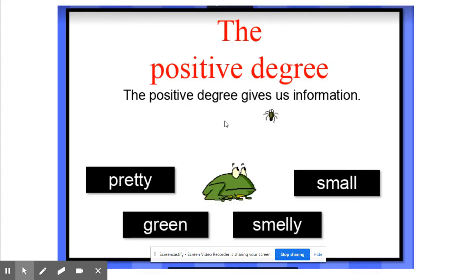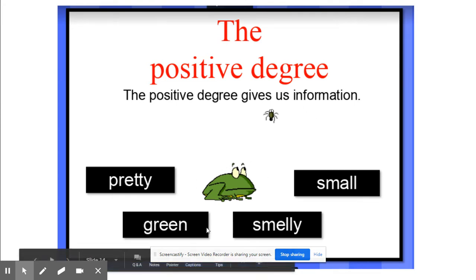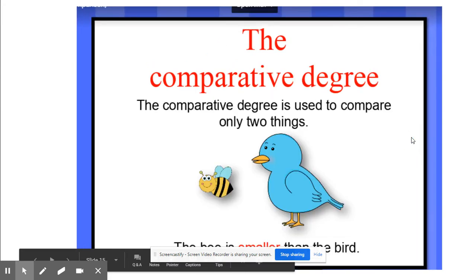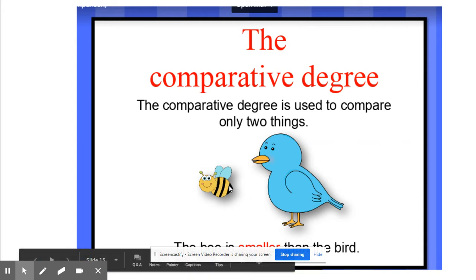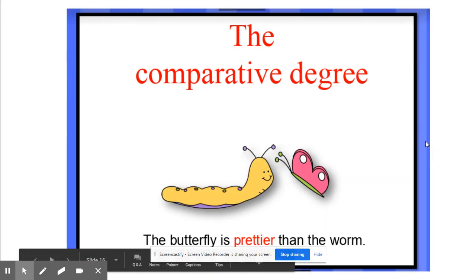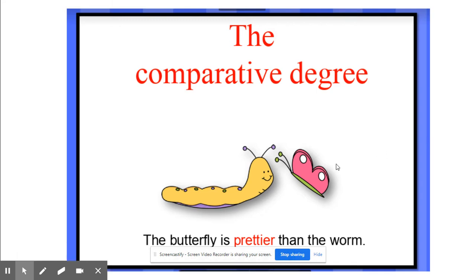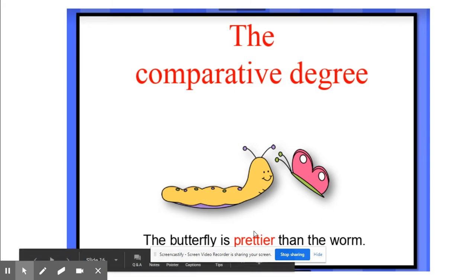So a positive degree gives us information, right? It can be pretty, green, smelly, frog, or small. These positive degrees tell us about the frog. But comparative, like we said, is when we use two things. So the bee is smaller than the bird. And then another comparative is the butterfly is prettier than a worm. You might notice that these both have the ER at the end.